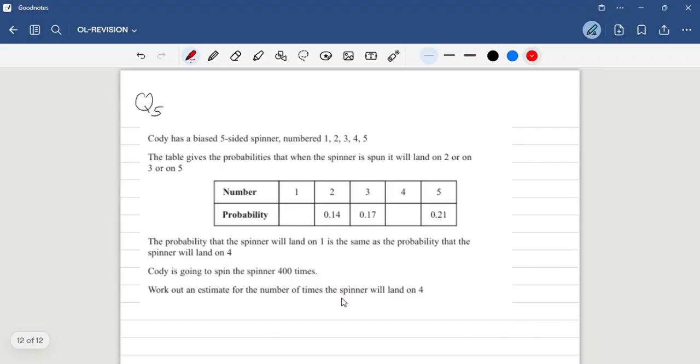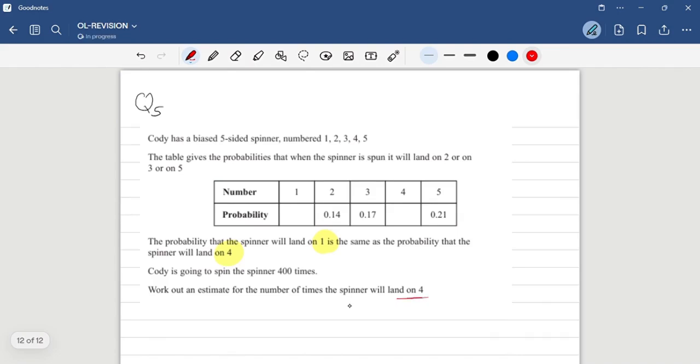Here, I have a biased five-sided spinner, numbered from 1 to 5, and he told me that the spinner landing on 1 and on 4 are equally likely. So in this situation, I need to work out an estimate for the number of times the spinner will land on 4 only. So the first thing I need to find out is what the probability of 4 equals.